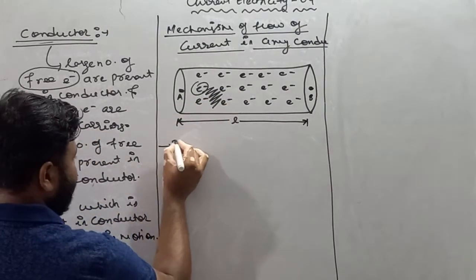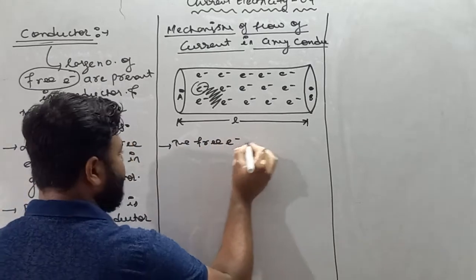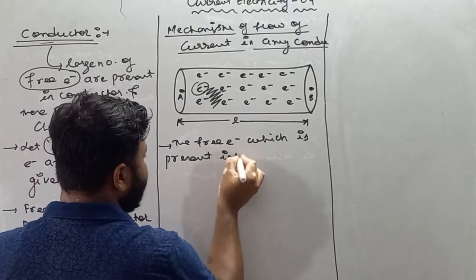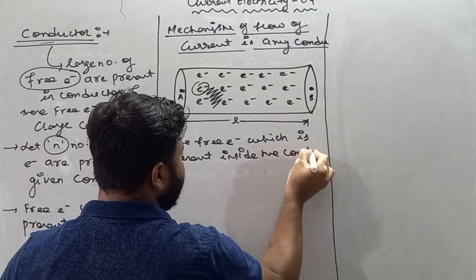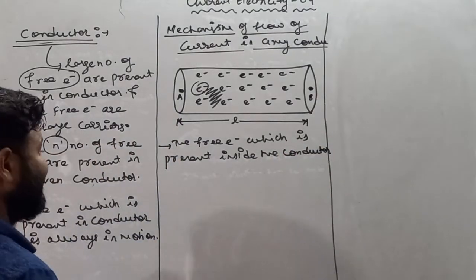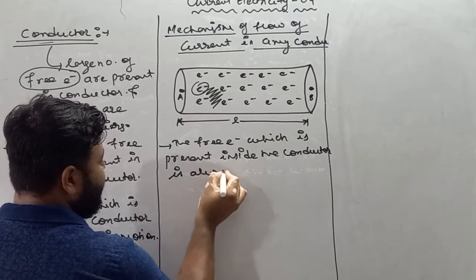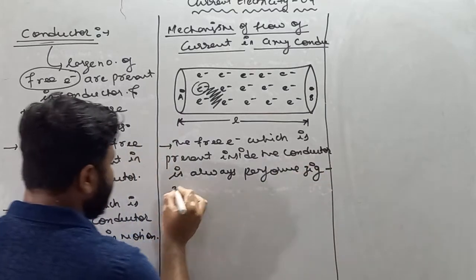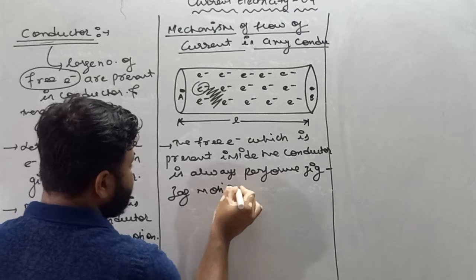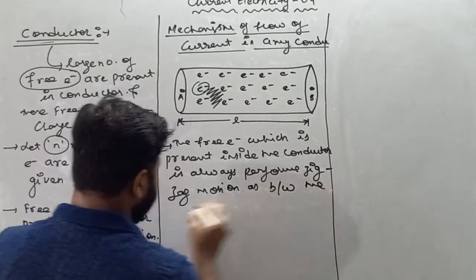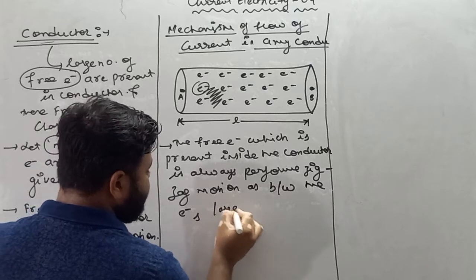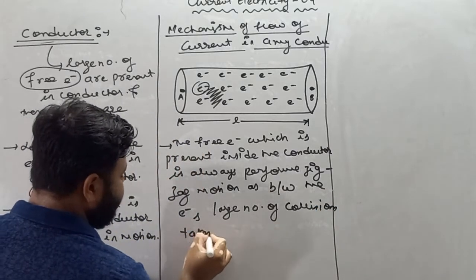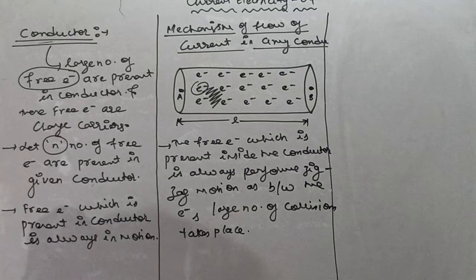So I'll write here: the free electrons which are present inside the conductor always perform zigzag motion, as between the electrons a large number of collisions take place. Large number of collisions take place.